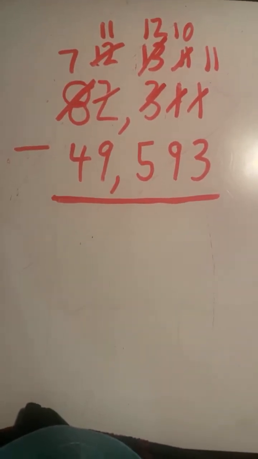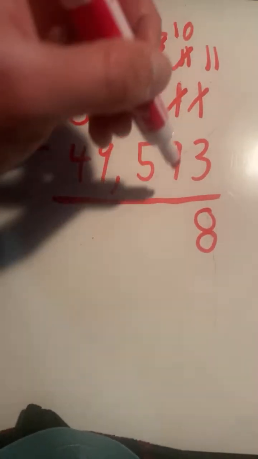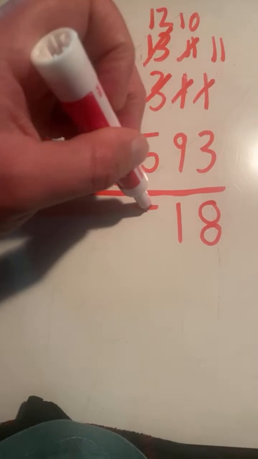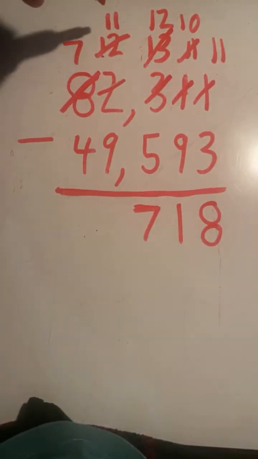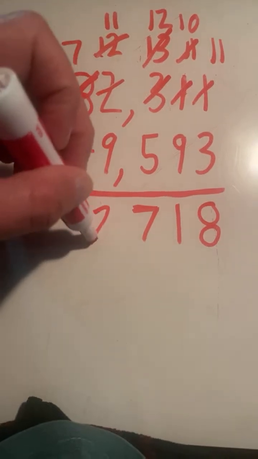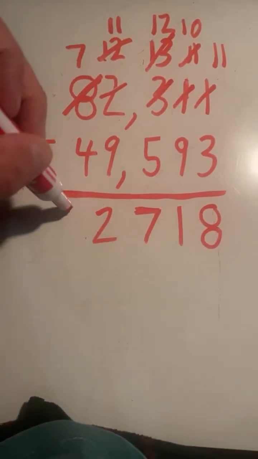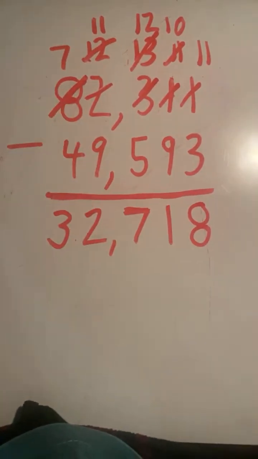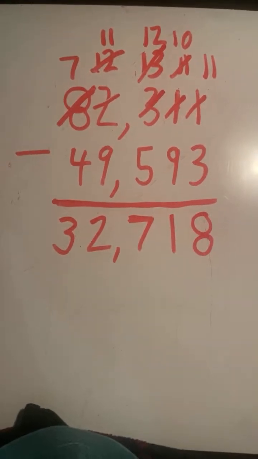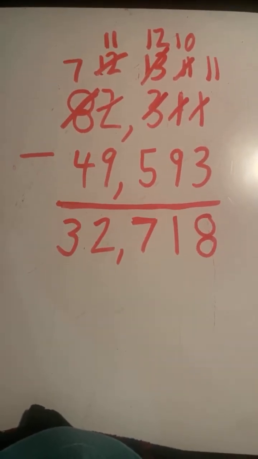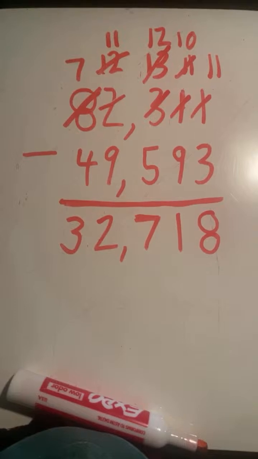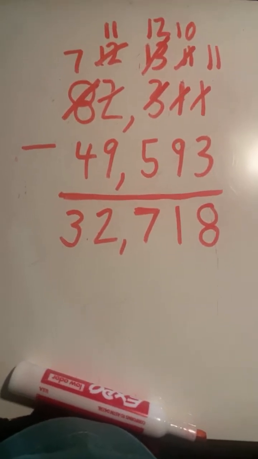And now we are ready to subtract. Starting in the ones place, 11 minus 3 equals 8. 10 minus 9 equals 1. 12 minus 5 equals 7. 11 minus 9 equals 2. 7 minus 4 equals 3. And we have our final answer. 82,311 minus 49,593 equals 32,718.